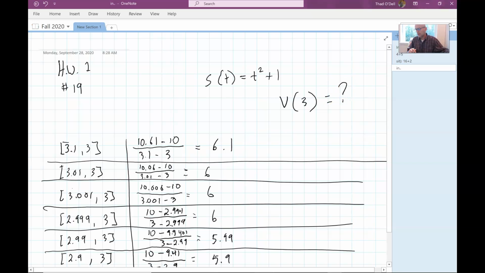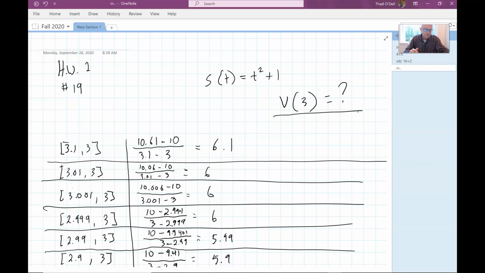And we know that average rate of change is not the same thing as instantaneous rate of change, because average rate of change is looking at all the velocities over an interval and averaging them. And instantaneous velocity is how fast the object is moving at that exact moment in time.